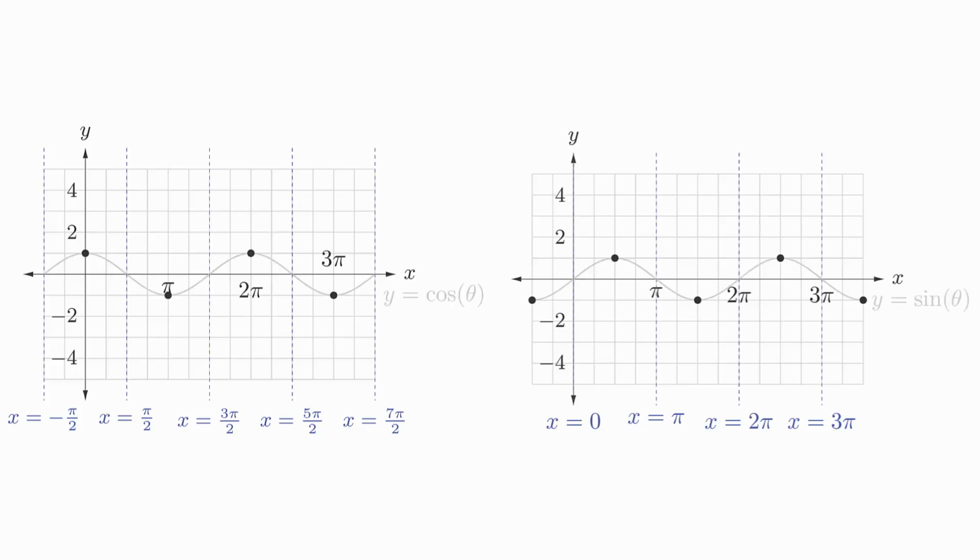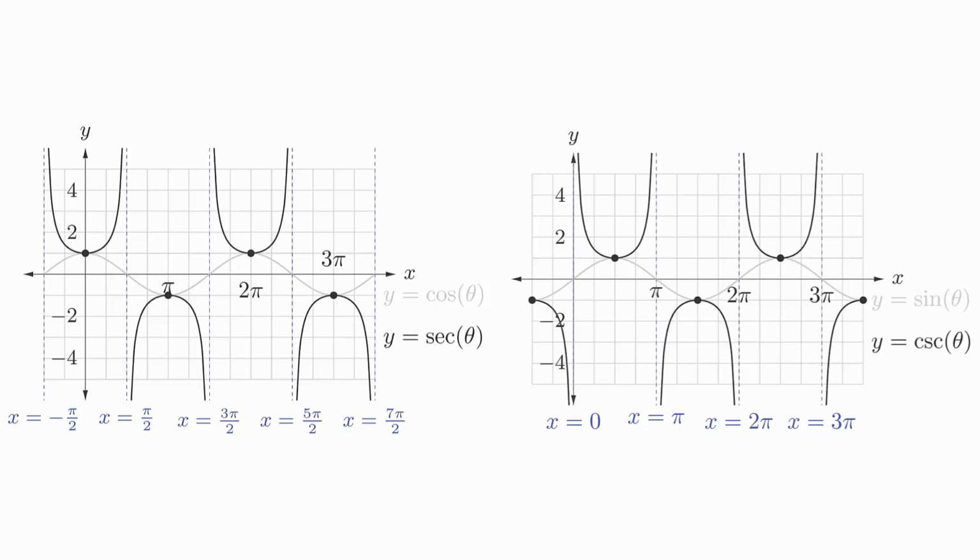We'll mark those points and gray out the cosine and sine functions in preparation for graphing the secant and cosecant functions. Recall that we determine whether the reciprocal function is approaching positive or negative infinity by the signs of the original functions. This process will give us the graphs of the secant and cosecant functions.